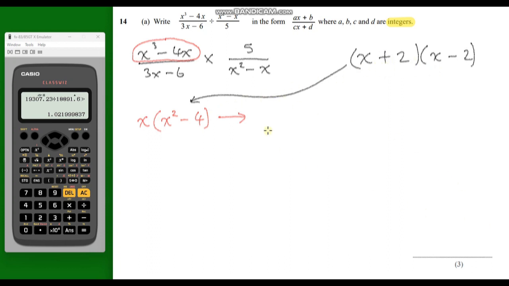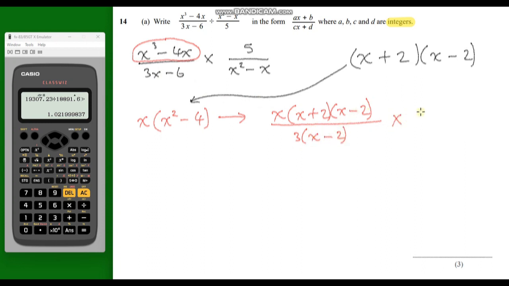So what do we have? Well, we've got x, this x here, and then instead of writing this, I'm going to write this. So we've got x plus 2, x minus 2. Now this is fully factorized. And then in the denominator, we can factor out a 3. If we factor out a 3, we'll be left with x minus 2.